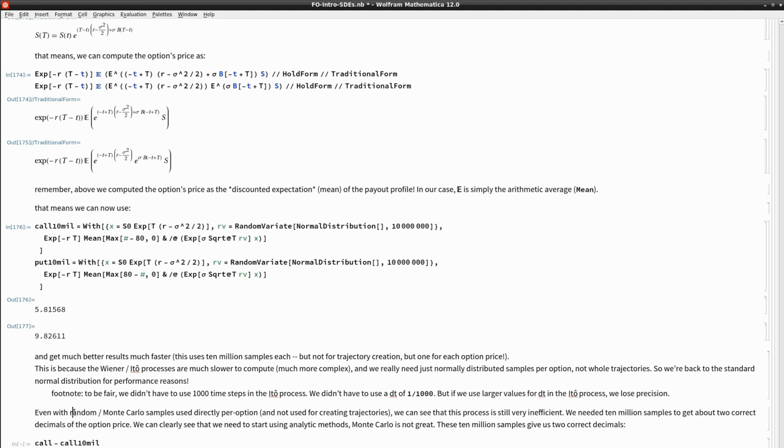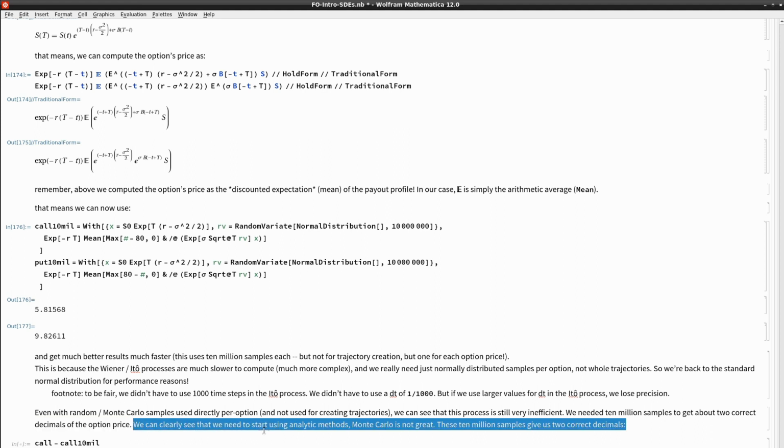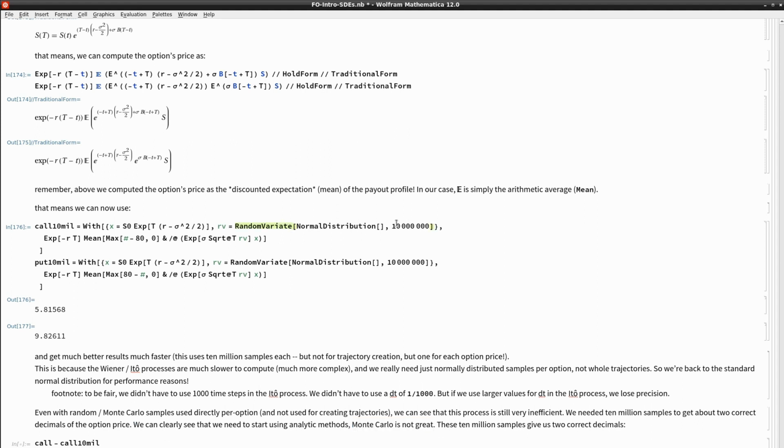And even though we now did it this way, we used the random samples or Monte-Carlo approach directly per option and not to create trajectories, we can see that this process is still quite inefficient. We needed 10 million samples to get about 2 correct decimals of the option price. And I think that's pretty terrible, right? We can clearly see that we need to start using analytic methods. Monte-Carlo is not great. 2 decimals for 10 million samples, that's not a lot of bang for the buck, right? It's rather little bang for a lot of buck. So we should try to improve these methods. Monte-Carlo is definitely not a great approach to this.